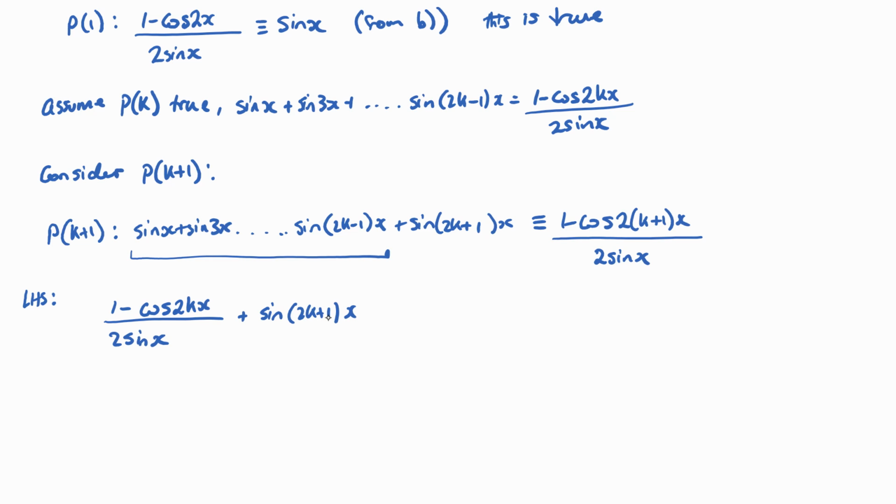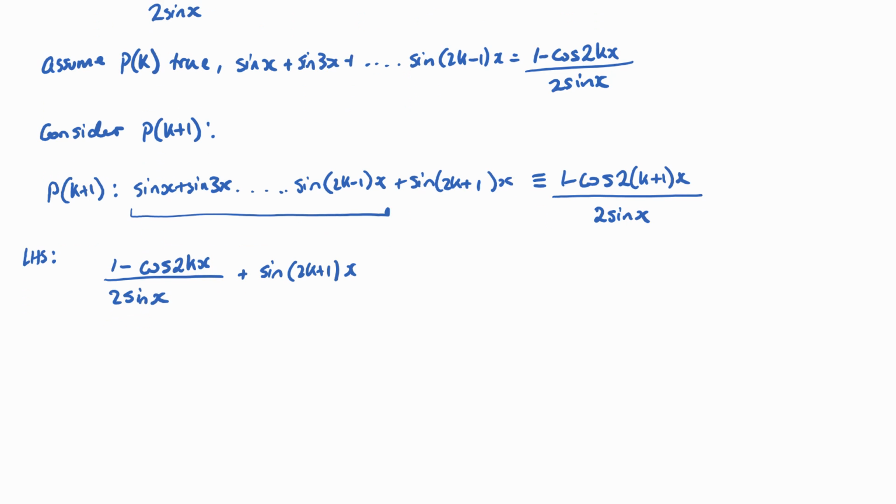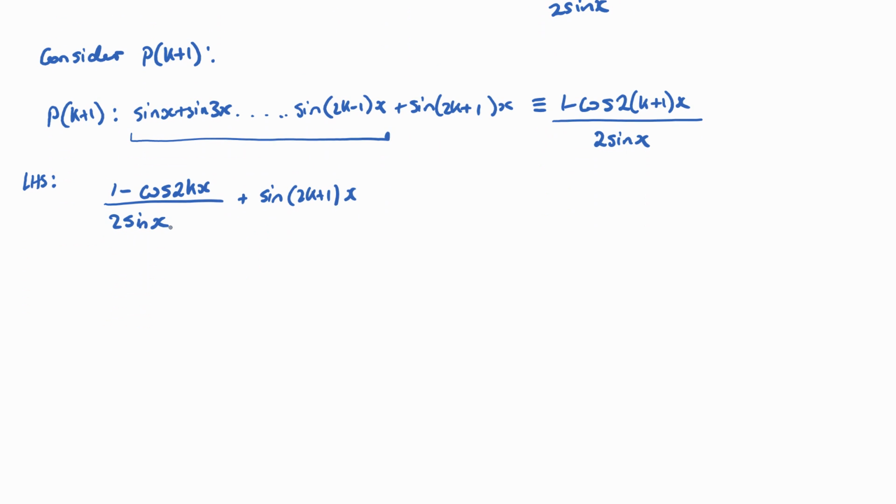What I then want to do is try and get a common denominator of 2 sine x. So I'm going to multiply this term here by 2 sine x top and bottom. So I'm going to have 1 minus cos of 2kx plus, and now I'm timesing by 2 sine x, top and bottom here, times sine of (2k plus 1)x, all over our common denominator of 2 sine x.